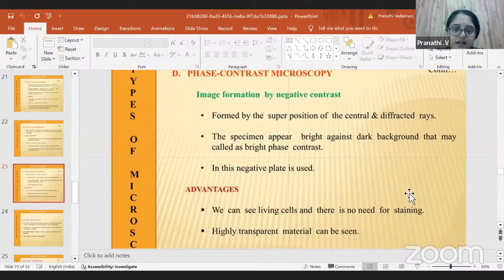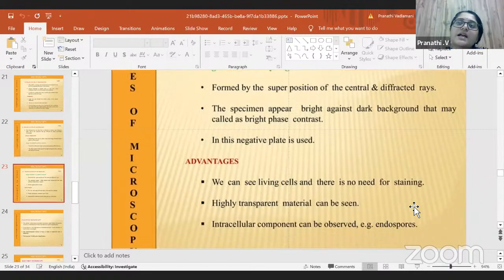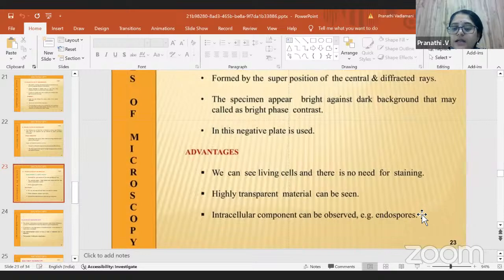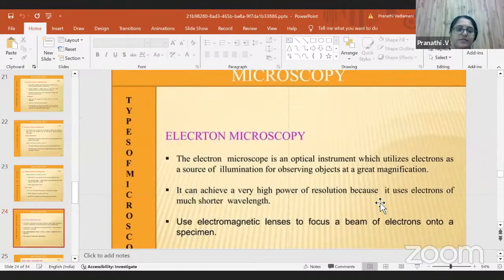So what is the advantage of this? We are going to see live cells. You don't need staining of it, and even highly transparent material can be seen. So you do not have to stain the cells. You can see highly transparent material because you're going to see the difference in the densities as such. And even the intracellular components can be observed, such as endospores. In bacterial cells, if there are any endospores present, you can see that.